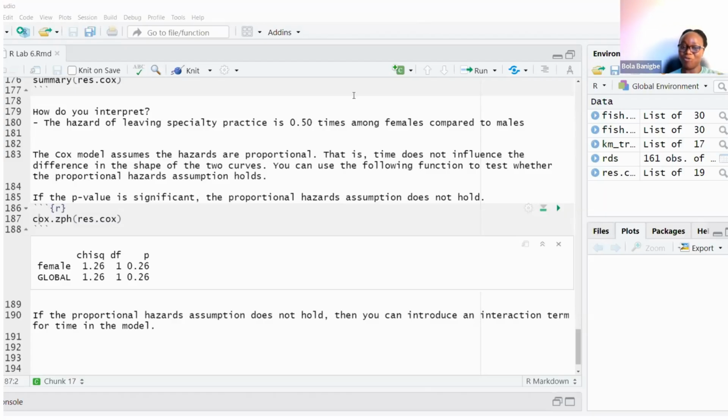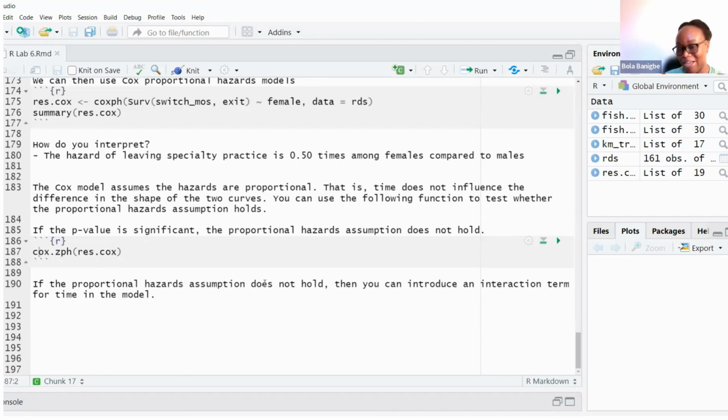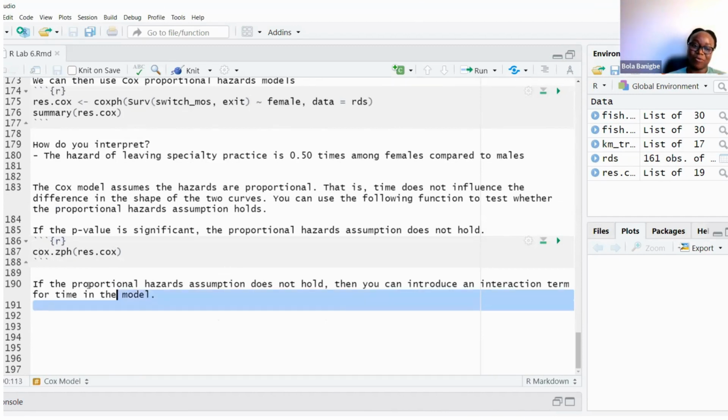So far, so good. Okay, I am glad that you said so far, so good, because this is the end of the lab. It just tells us here we don't have any data to model that, but if the proportional hazards assumption does not hold, then you introduce an interaction term for time in the model. And remember, from multiple linear regression, you remember how you specify the interaction term. It's just the multiplication, right?